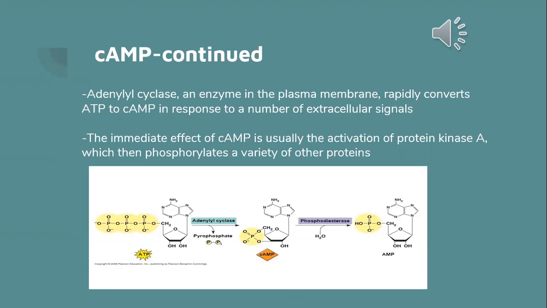Adenylyl cyclase, an enzyme in the plasma membrane, rapidly converts ATP to cAMP in response to a number of extracellular signals. The immediate effect of cAMP is usually the activation of protein kinase A, which then phosphorylates a variety of other proteins.